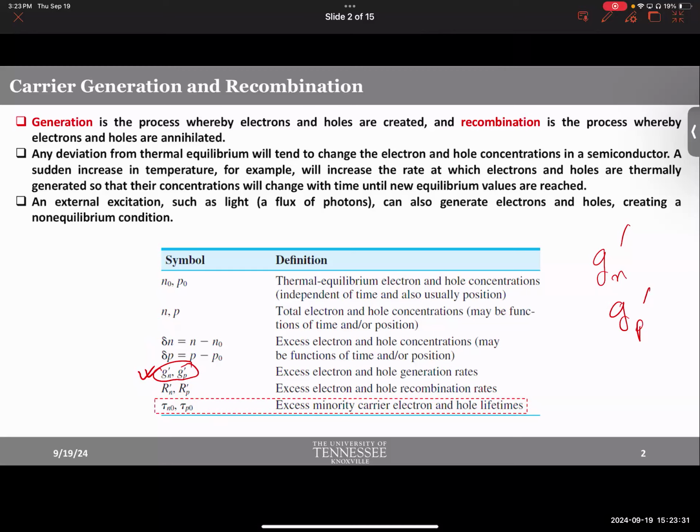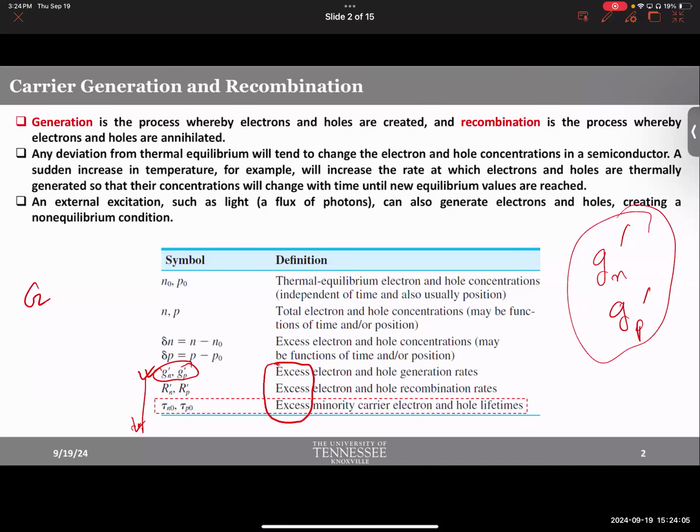Are you guys all with me so far? And remember, now we only care about the excess electron generation and excess hole generation, not the ones that were generated during thermal equilibrium. Are you guys all with me? In the textbook, they sometimes use capital G. That represents whatever was generated during thermal equilibrium and whatever is being generated with external stimulus.